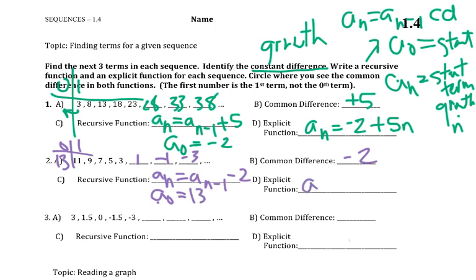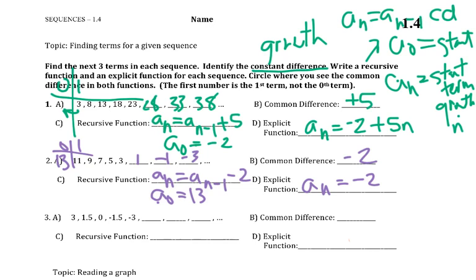And our explicit function, a sub n equals negative 2. Oh, that's our growth. Whoops. 13 minus 2 times n, because that's our common difference, so we times it by n.